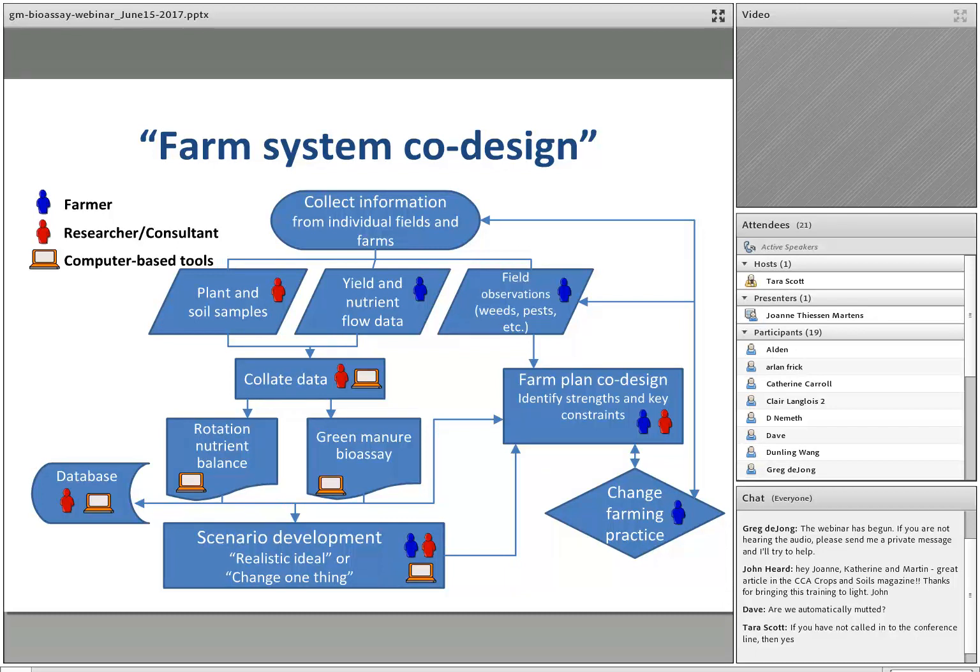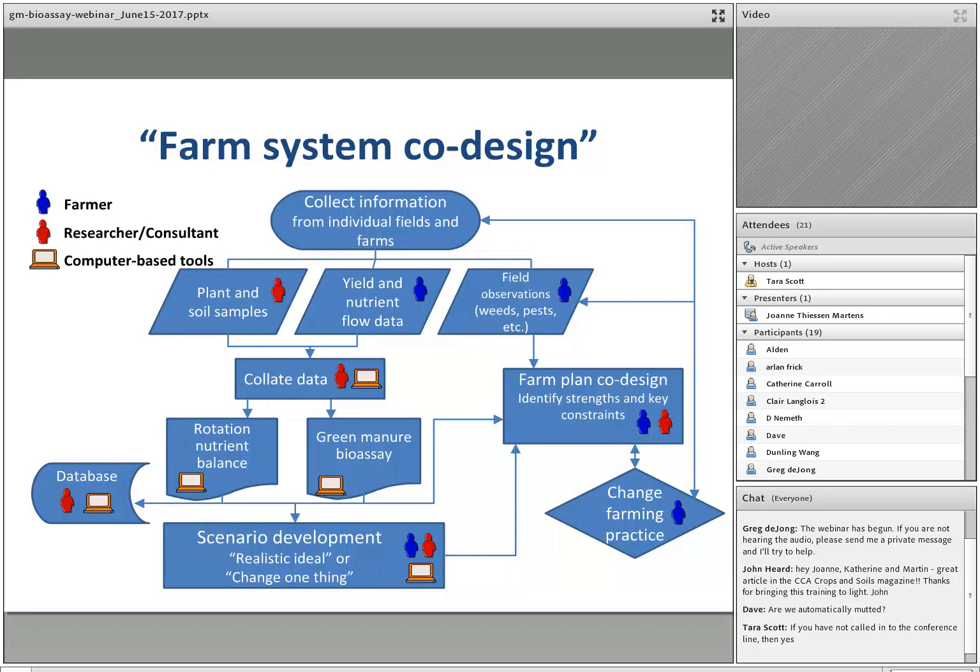This is a type of thing that can almost just happen very naturally, but sometimes it can be helpful to actually map it out like this and see where the interactions are between the different people involved and where certain tools are used and how the decision-making process works.